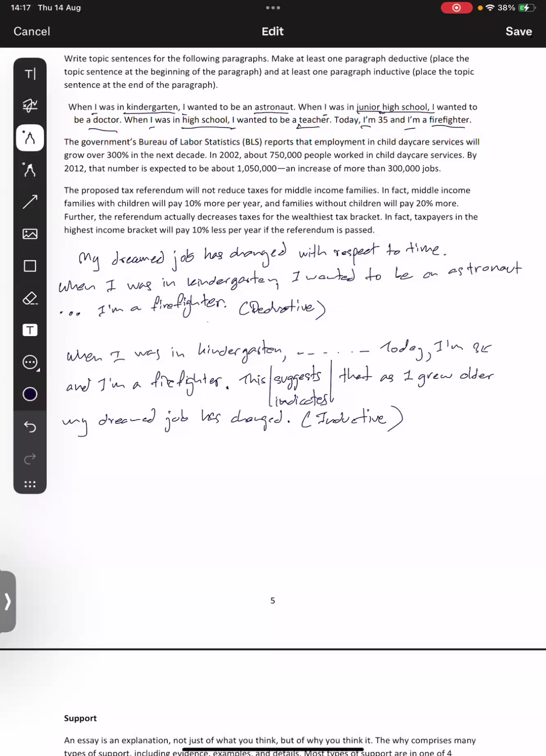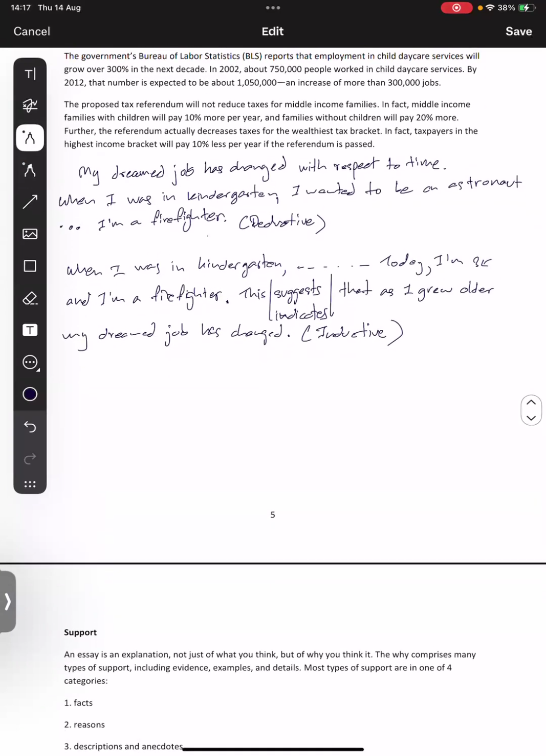Now I would like you guys to try and do the next one on your own. Do exactly what I do. You have two versions: the first version is your paragraph arranged in deductive style, and the other one, paragraph arranged in inductive style. Take your time. How about 5 minutes? After 5 minutes, we have a look at what you've done.